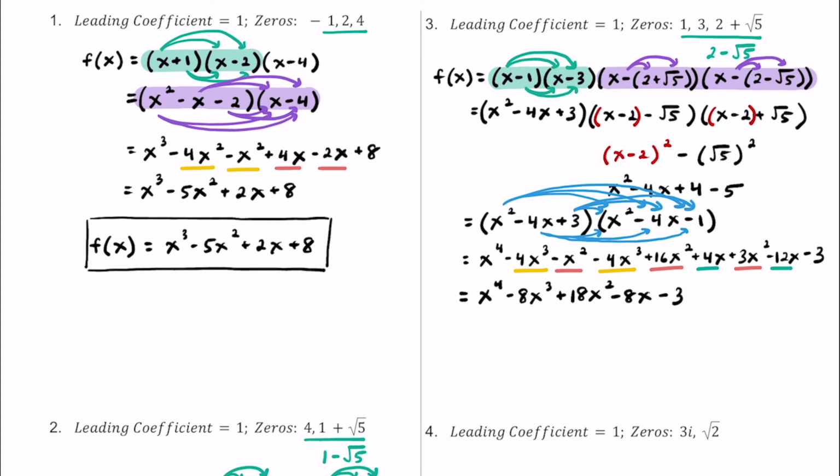So after all that, we were given 3 zeros in the beginning with a hidden 4th zero, so kind of makes sense here, right, that we have a 4th degree polynomial at the very end here. So we have x to the 4th power minus 8x to the 3rd power plus 18x to the 2nd power minus 8x minus 3. This would be the polynomial that has those given zeros.